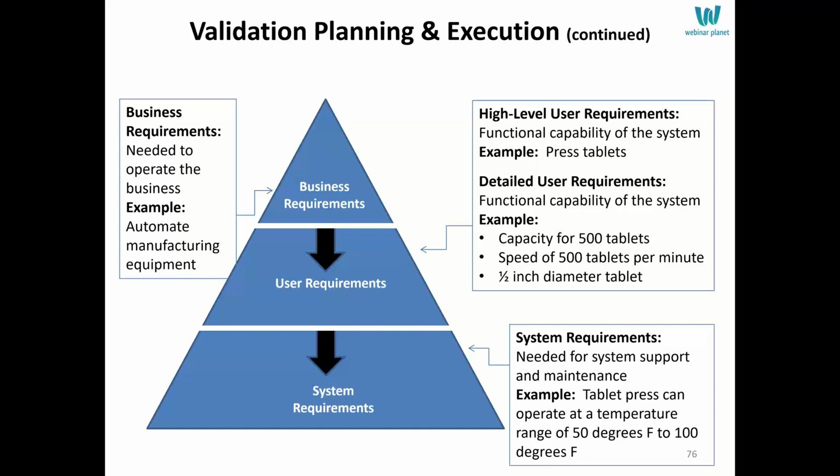But don't forget, at the very bottom, you have system or non-functional requirements. These go beyond the functionality. They're the things that must be in place for the system to work properly, to function. They are enablers of functionality. In this case, the press has to be in a temperature range of 50 to 100 degrees all the time in order to operate properly.